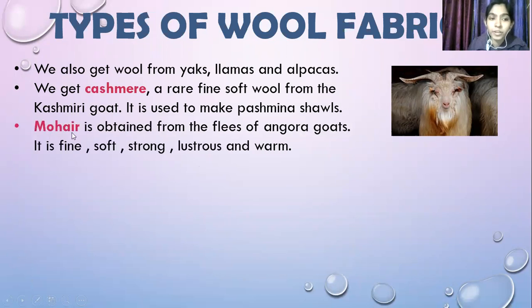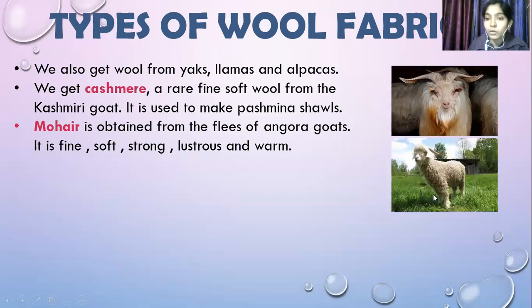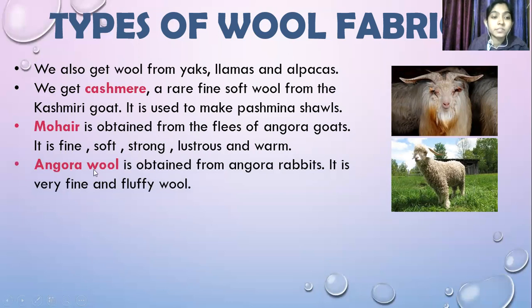Next is mohair. Mohair is obtained from the fleece of the Angora goat, the hair of the Angora goats. It is fine, soft, strong, lustrous, and warm. Next is Angora wool. Angora wool is obtained from the Angora rabbits. That means the hair of the Angora rabbits. It is very fine and fluffy wool. This is the Angora rabbit. From this hair, Angora wool is obtained.